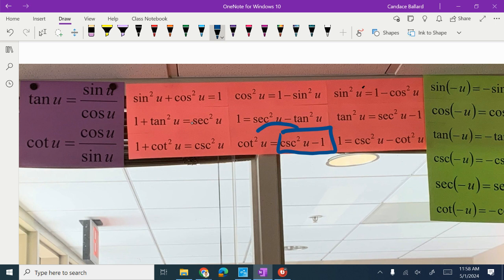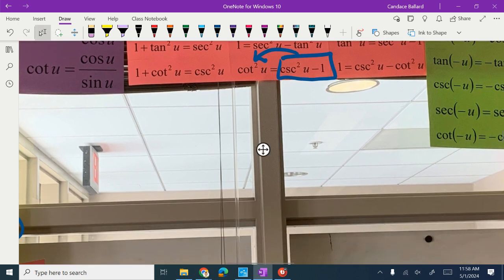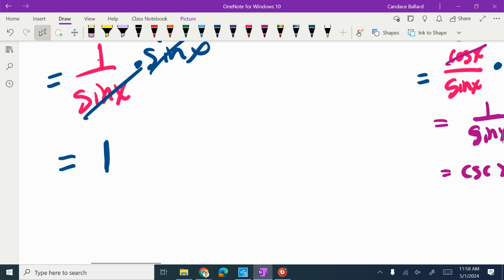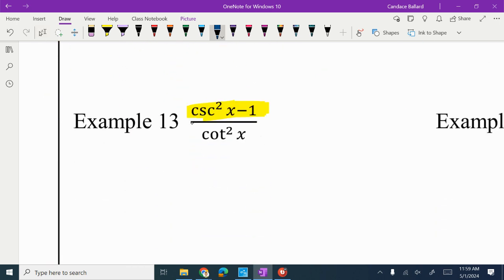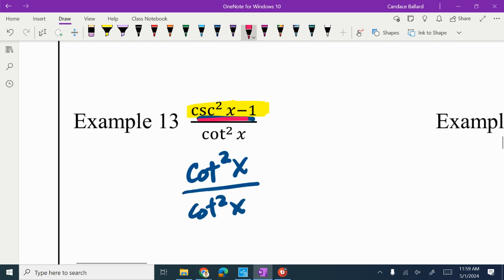So what am I allowed to replace it with? Cotangent. Okay, so we're going to put that in. I'm putting in cotangent squared, and if there's a squared, we're going to keep the squared, right? So cotangent squared x over cotangent squared x, because we replace this with this. What's that reduce to? That reduces to 1.